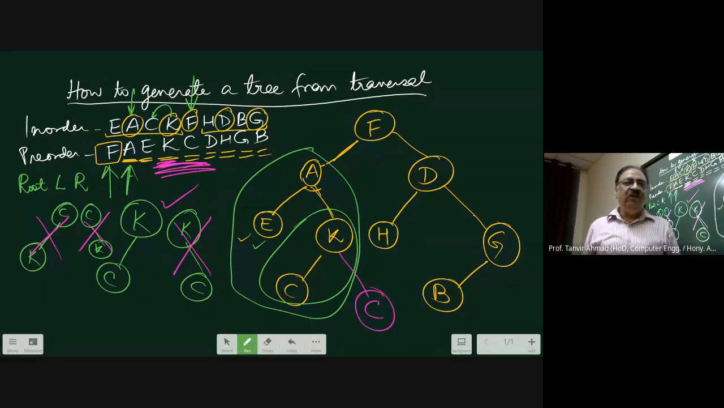Because in in-order you will have the left, root, right. Therefore, this will tell you whether C is the left of K or the right of K. Now, by this method, I am going to make it the left of this. It means that this is not true.